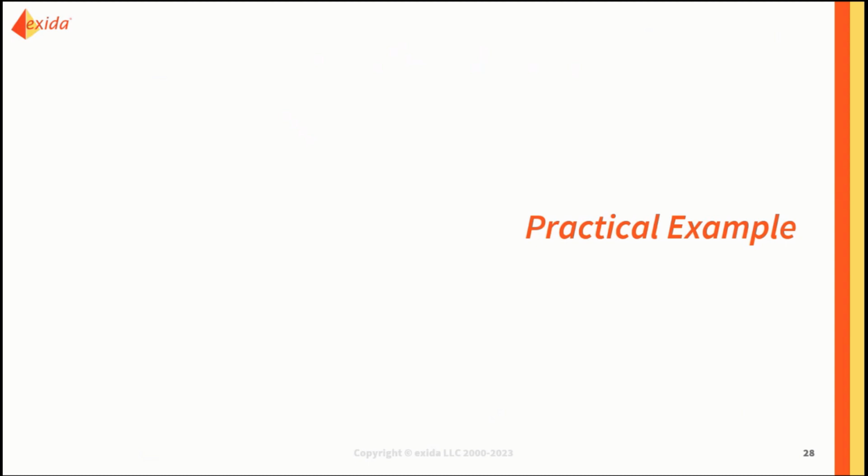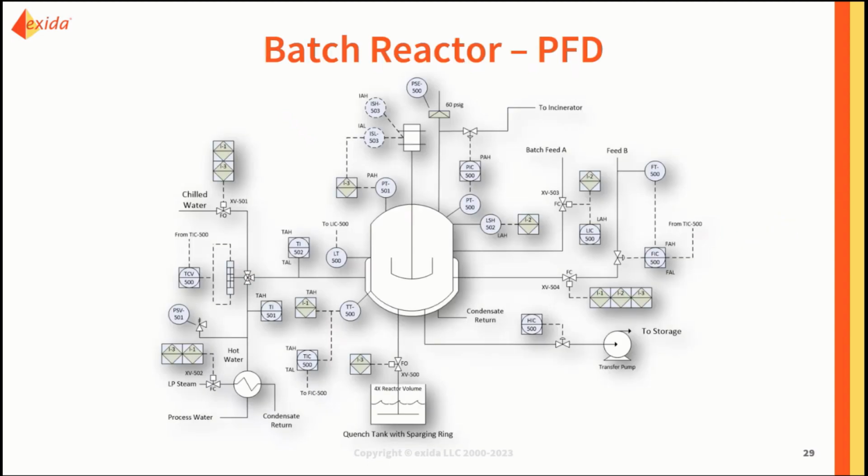To really give you an idea of how this would be done with a practical example, I have put together this batch reactor here that can be used to sort of guide us through exactly how this would be done within the tool. This batch reactor is basically mixing feed A with feed B in a reactor that has a jacket where you would be able to control temperature with a flow of chilled water as well as hot water coming in.